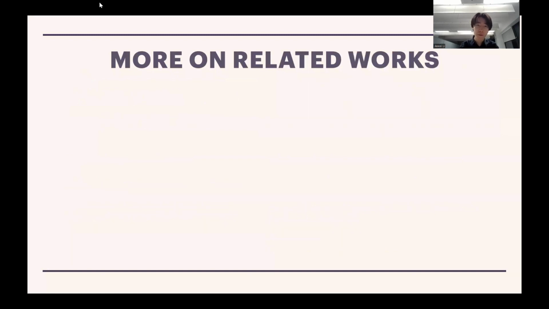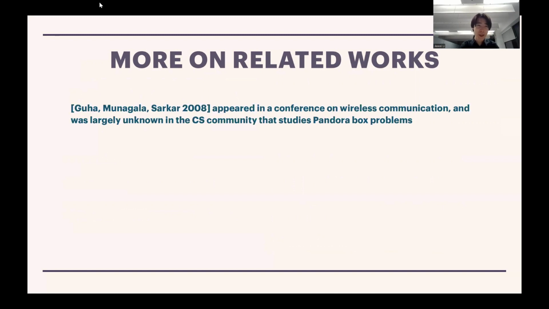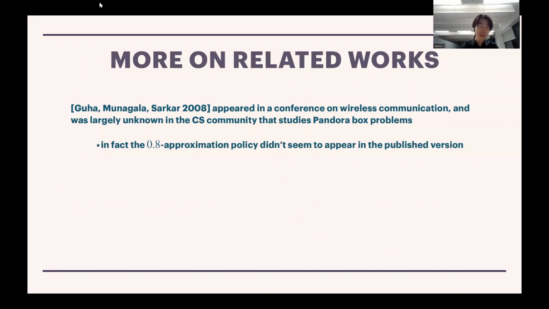And I want to briefly mention more related works, because there is an interesting story behind this. The paper by Guha, Munagala, and Sarkar appeared in a conference on wireless communication. Okay, it's not in the econ CS or AGT community. So this paper was largely unknown to the CS community who may study the Pandora's box problem. And another interesting fact is that their 0.8 approximation algorithm doesn't even appear in the published version.